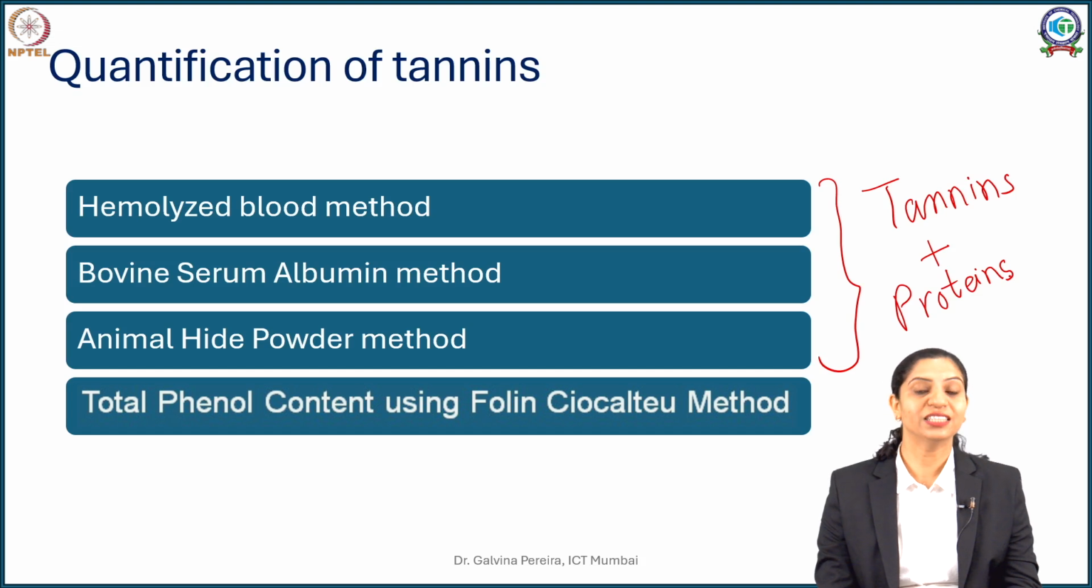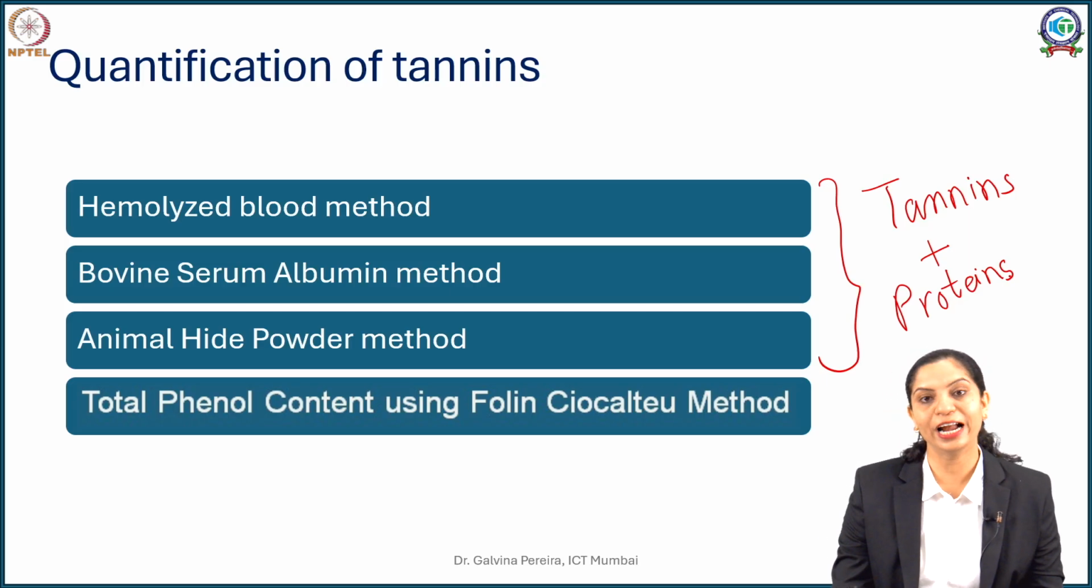You can prepare a suspension of animal hide powder by boiling it, making it a little hydrated, and then reacting it with tannin. The amount of precipitate will tell you how much tannin is present. The last method is a non-specific method. It is used for determination of polyphenols in general.